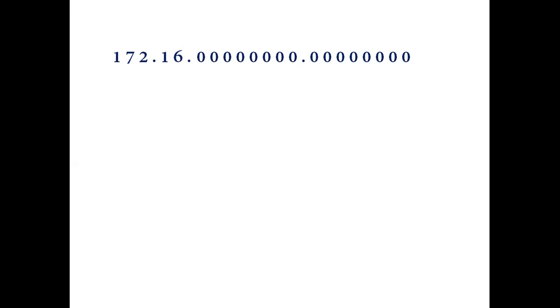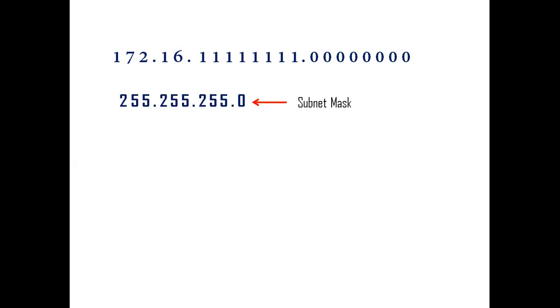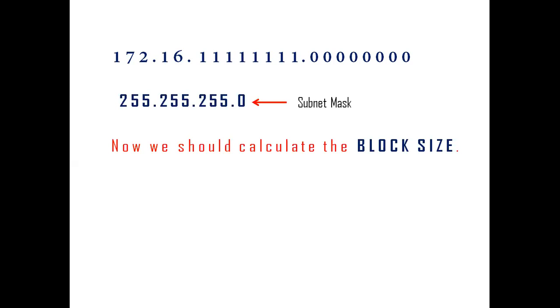So this is our network, 172.16.0.0. Now I'm going to convert all 8 host bits into network bits. So now we have 24 network bits and 8 host bits. So the subnet mask will be 255.255.255.0. This is my subnet mask. Now we should calculate the block size here also. The total value is 256. When you subtract 255 from 256, you will get 1 here. So this 1 is your block size.